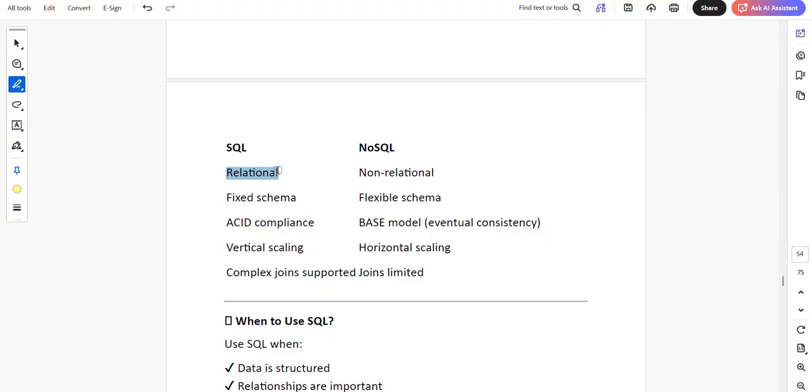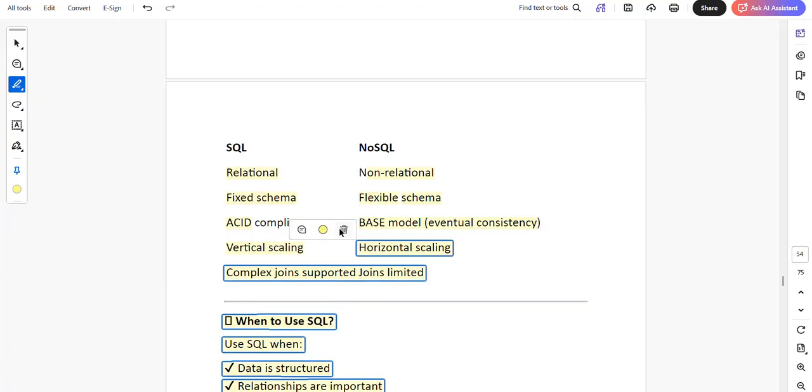So we can simply see the distinction between SQL and NoSQL. In SQL, we store data in a relational format. In NoSQL, we store data in a non-relational format. Also, SQL has a fixed schema, while NoSQL has a flexible schema. SQL follows ACID compliance. NoSQL follows the BASE model, with eventual consistency. SQL follows vertical scaling. NoSQL follows horizontal scaling.